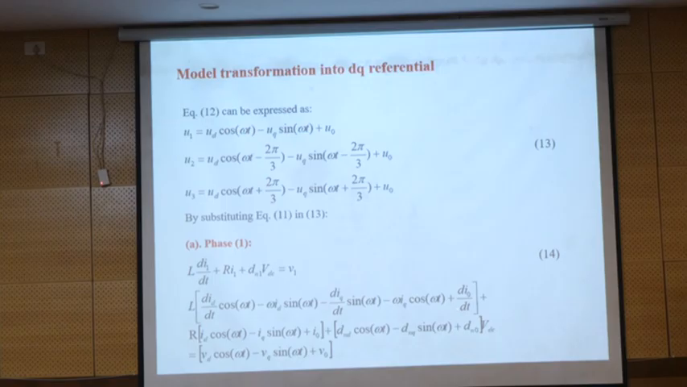And for the second part, we have Ri, where i is id cosine omega t minus iq sine omega t plus i0. For the next part, dn, we just change the dn from its d and q parts. And for v1, vd cosine omega t minus vq sine omega t plus v0. Is it 100% clear? Does anybody need more explanation, or is something not clear?